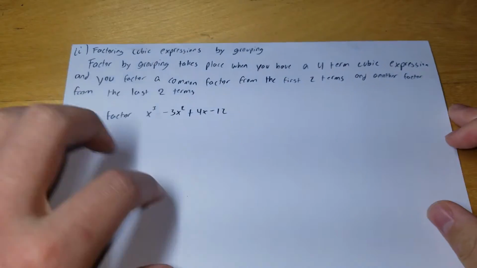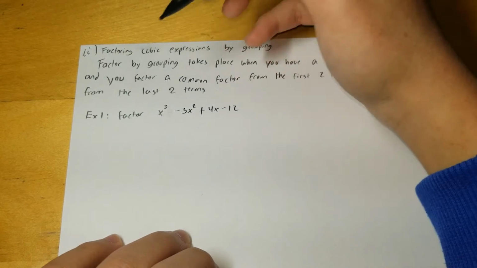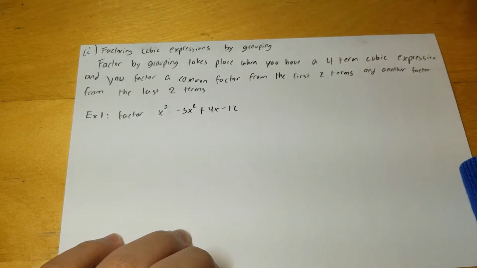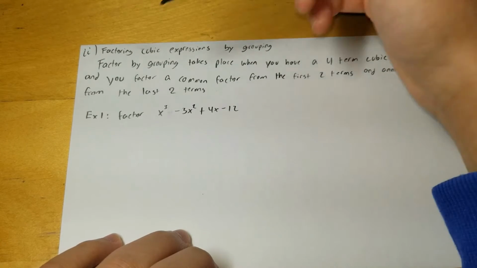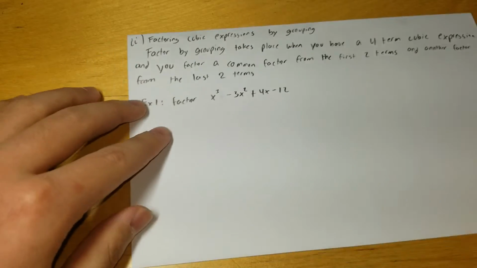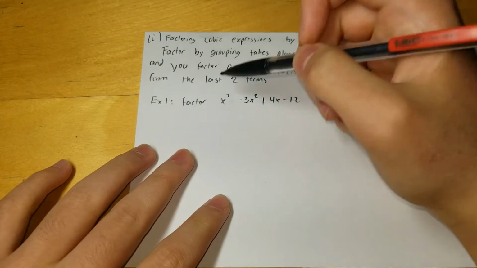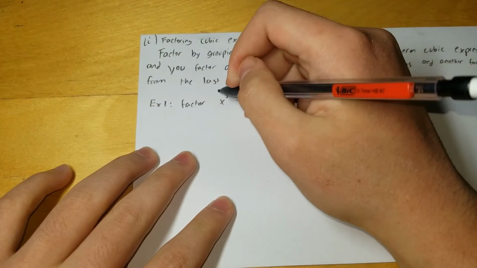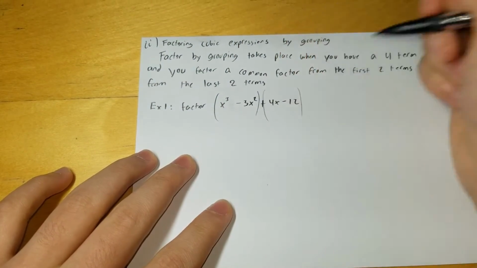The next unit: factoring cubic expressions by grouping. Factor by grouping takes place when you have a 4-term cubic expression and you factor a common factor from the first 2 terms and another factor from the last 2 terms. It's pretty simple, really. So let's do this example together. Let's group it up: first 2 terms and then last 2 terms.